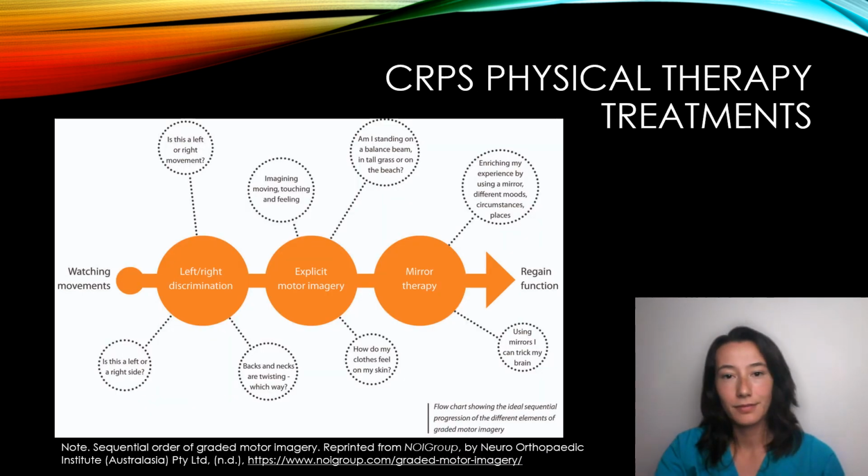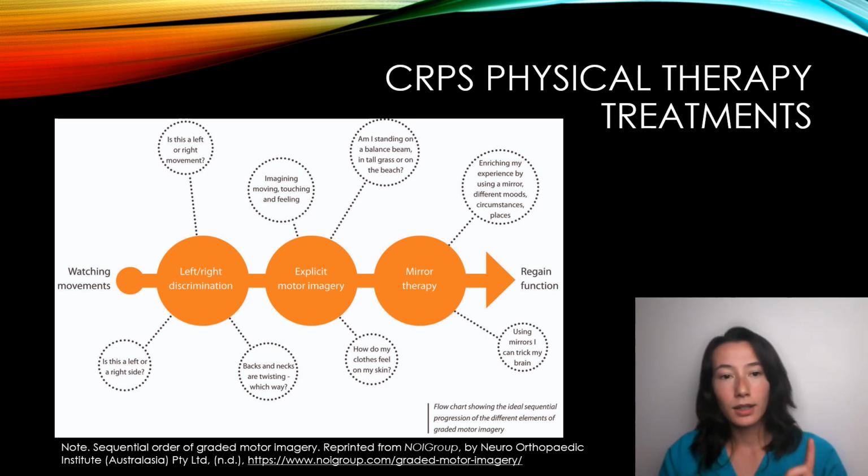Physical therapy treatments for CRPS. Now, for any diagnosis or condition that we come across as physical therapists, we really want to make sure that we identify and treat the source of the problem, right? So the source in this case is central sensitization. Graded motor imagery is a treatment that we as PTs can use to address central sensitization. So let's take a look at this image and let's follow the flow or the order of the treatment. And this flow is suggested by the NOI group.